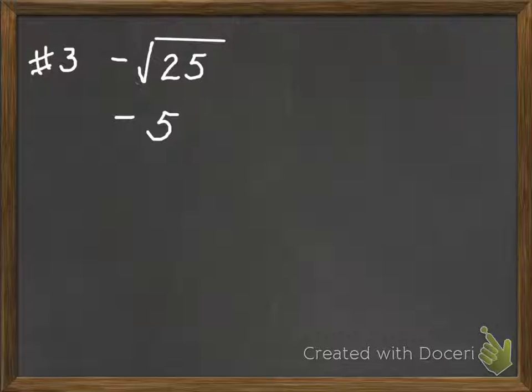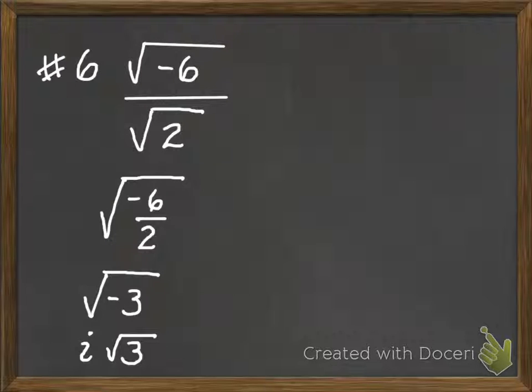Number 3, negative square root of 25. Well, here the negative sign is outside the radical sign, so we have a positive radicand, so we can square root the positive radicand. Square root of 25 is 5, and that negative sign is still there, so we have negative 5 as our answer.